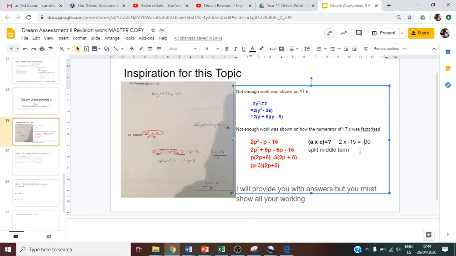Okay? Then I'm trying to find 2 numbers which multiply to make negative 30, but they add to make the middle term, the term that I'm trying to split.